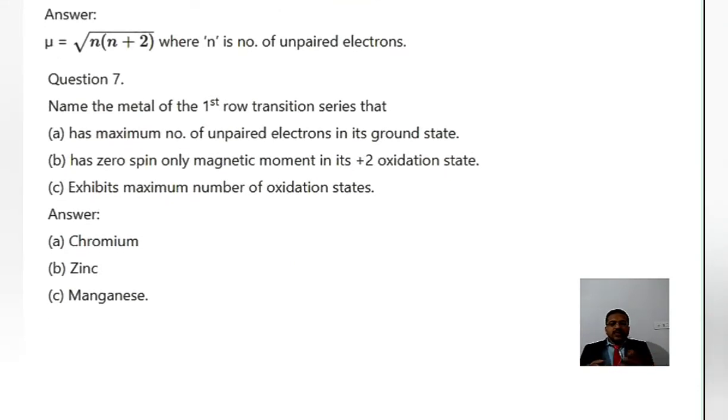So question number 7 once again, which is the element that is showing maximum number of unpaired electrons in the ground state? The answer is chromium. Which element has got 0 magnetic moment in the plus 2 oxidation state? That is zinc. And the element which is exhibiting maximum number of oxidation states is manganese.